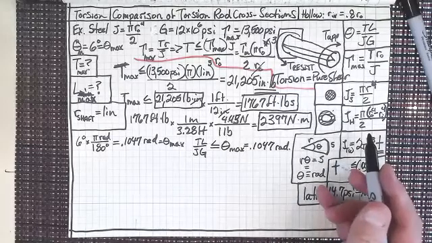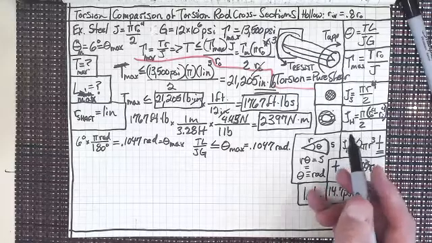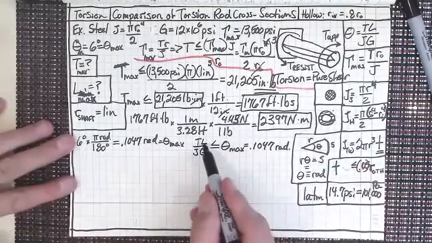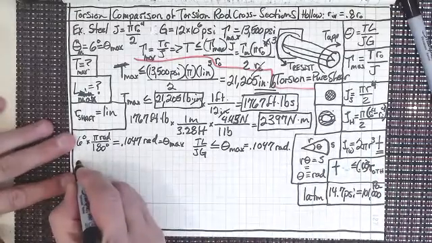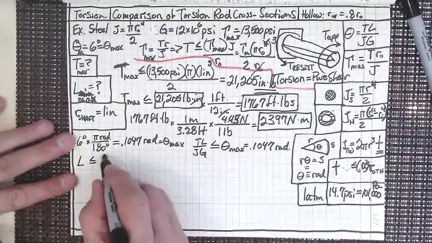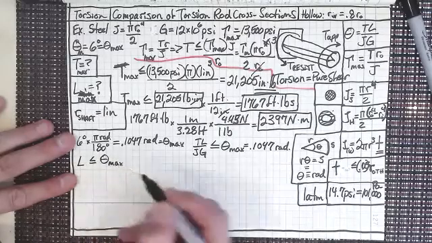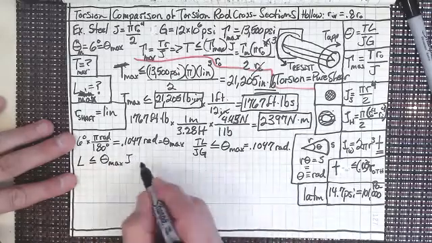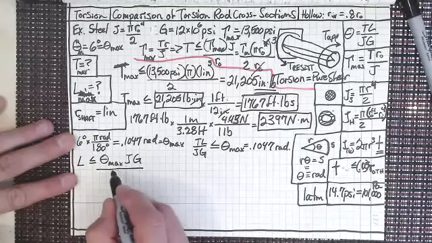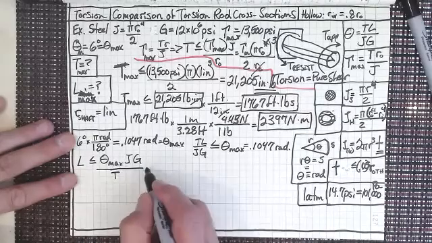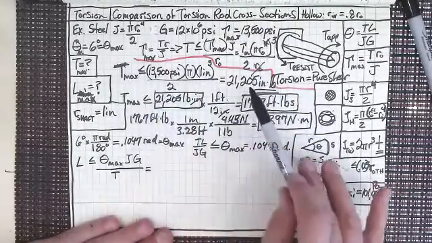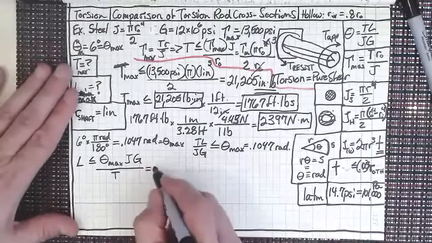So let's figure out what the maximum length is going to be. Well, let's solve for length. So we know that the length has to be less than or equal to the maximum angle, right, times J times G divided by the torque. And of course, that torque we've already solved for, so we know what the maximum torque is. Torque has to be less than or equal to 21,005.